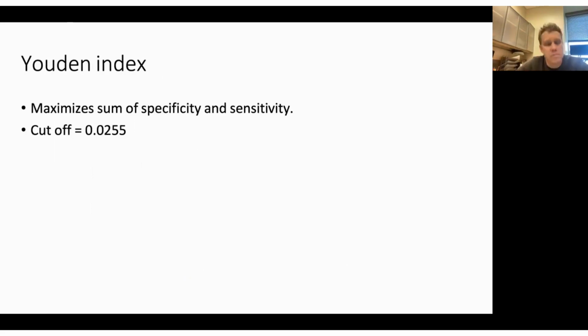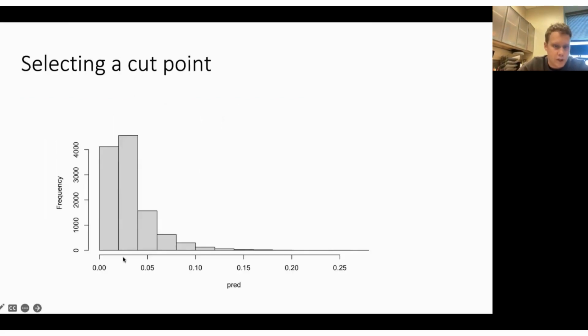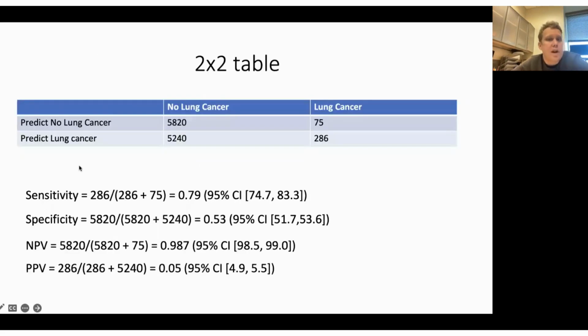But obviously, this is more complex and should be studied on a case-by-case basis, depending on how highly you value false positives versus false negatives and so on. And when we apply that to this data set, on the training set, we got a cutoff of 0.0255, which would be somewhere around here. So that was the optimal one here.